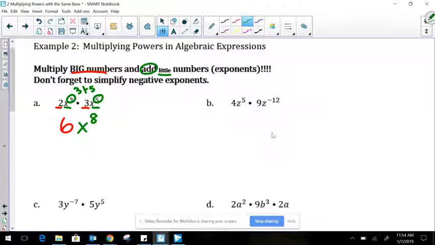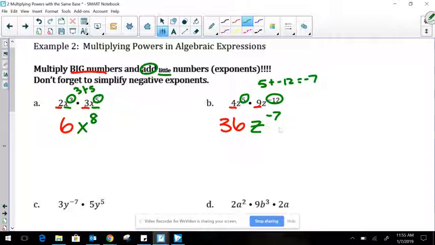All right, let's try B. So we're going to multiply our big numbers. 4 times 9 is 36. Okay, then I am adding my little numbers. 5 plus -12. Ooh, what do we get? -7? Okay, so 36z to the -7th. And it says here, don't forget to simplify negative exponents. That's what we have here. So I need to move this guy downstairs. So 36 stays up top, but now z to the 7th goes to the bottom, and then I'm done.